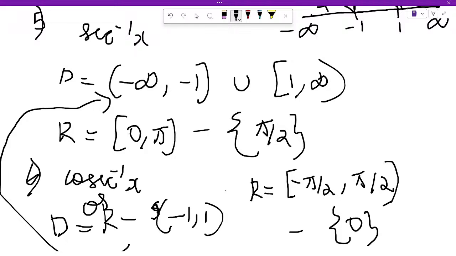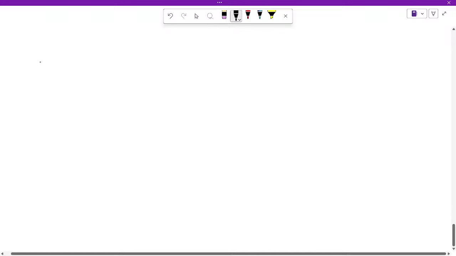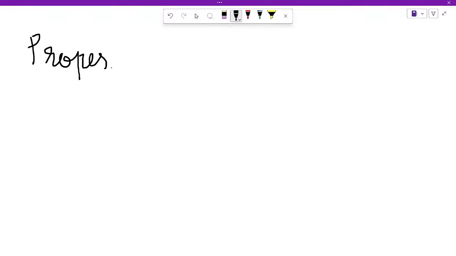Okay, now let us start with the properties of inverse trigonometric functions. After discussing the properties, the chapter is over, because if we know all these things, we can solve any questions for the chapter inverse trigonometric functions.